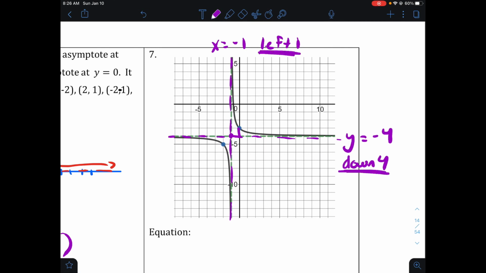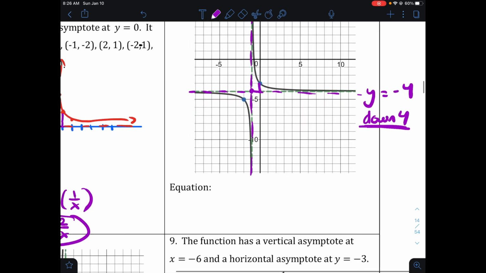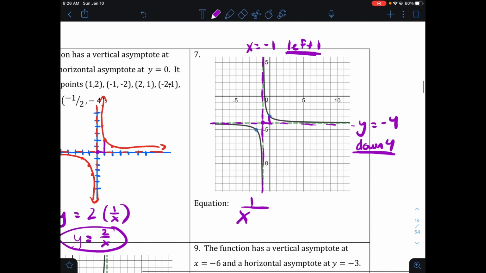All right. So if you recall, the left and right, we deal with by the x, right? We either have to add or subtract. When we go left and right, we kind of do the opposite, right? So it looks like we went -1, but we're going to put a +1. Then up and down, we just do what we think it should be, right? So if it's down 4, we're going to do a -4 on the outside. So this would be our equation here.